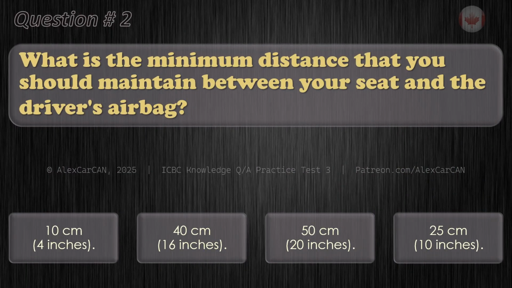Question number 2. What is the minimum distance that you should maintain between your seat and the driver's airbag? 10 centimeters, 40 centimeters, 50 centimeters, 25 centimeters.